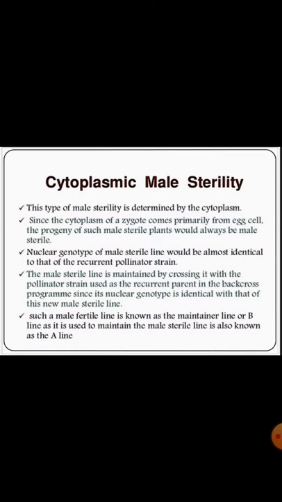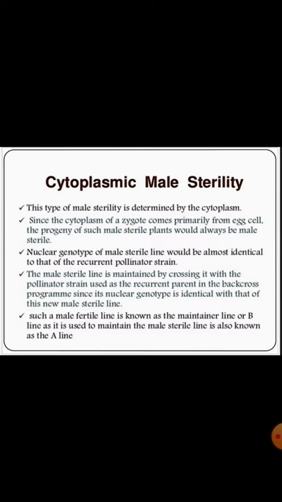So next is cytoplasmic male sterility. Cytoplasmic male sterility is due to the genes present in the cytoplasm. This type of male sterility is determined by the cytoplasm, since the cytoplasm of the zygote comes primarily from the egg. As you know very well, after crossing the male and female parts, the cytoplasm is always inherited from the female part only to the next generation, not from the male part. So if you want to inherit cytoplasmic genes, the desirable plant should be considered as a female.